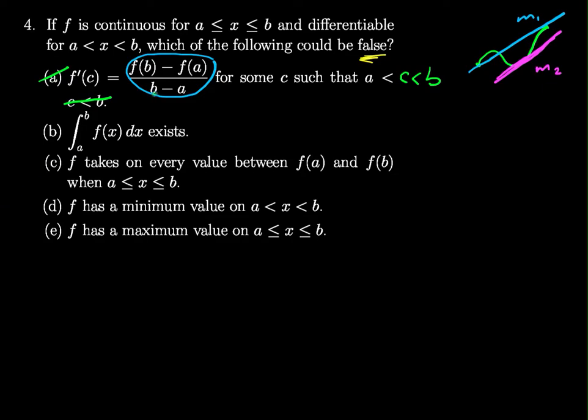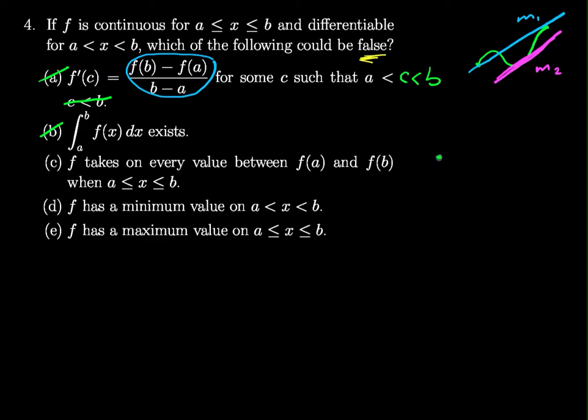The integral from a to b, so part b, answer b, integral from a to b of f of x dx exists. So if f is continuous, that means that there must be some way to find this integral. I don't need to have an antiderivative, but remember that an integral is just talking about a positive or negative area between a curve and the x-axis, and if it's continuous, there is some area there, so I know that the integral must exist. F takes on every value between f of a and f of b when on the closed interval a, b, and that also is true.